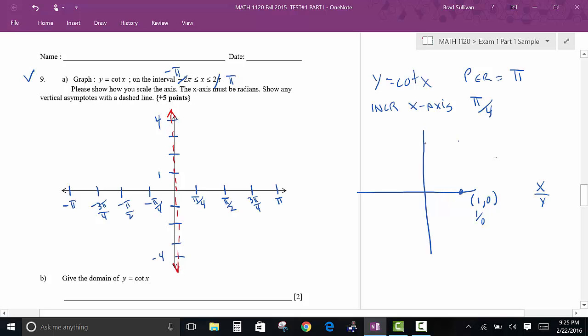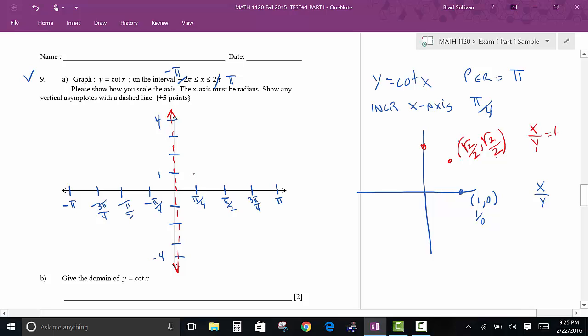Now we just go around this and kind of get our key points on there. So if you went to pi over 4 on a unit circle, it has the point square root of 2 over 2, square root of 2 over 2. So if you worked out the ratio on this, you would get 1.